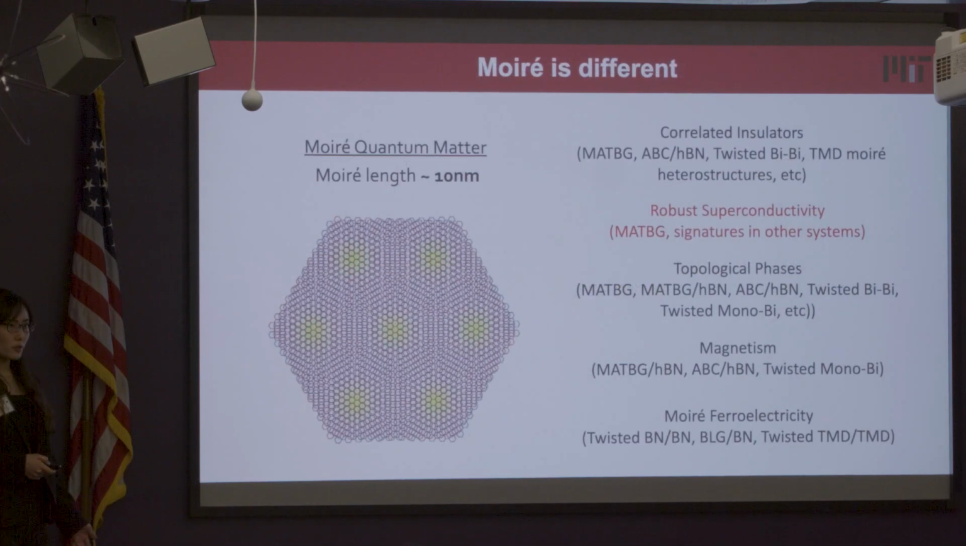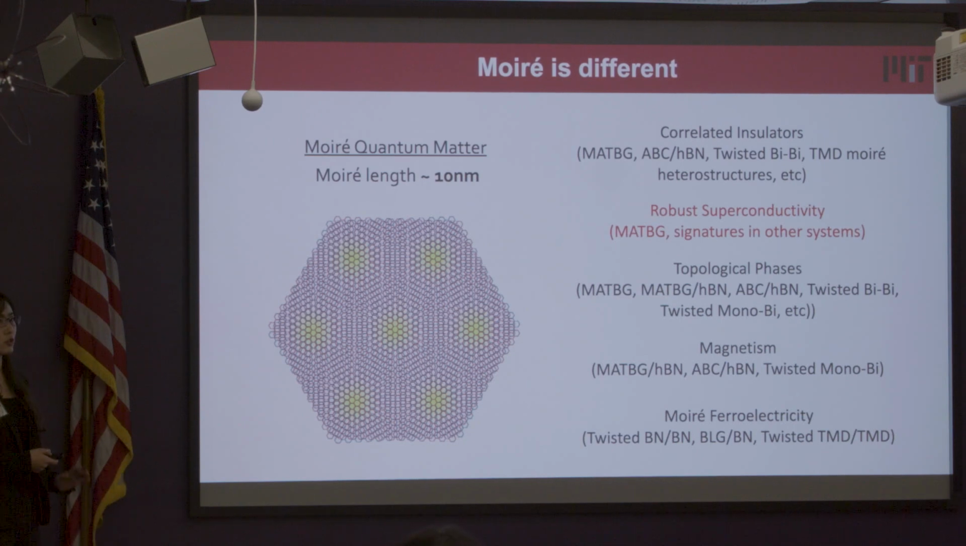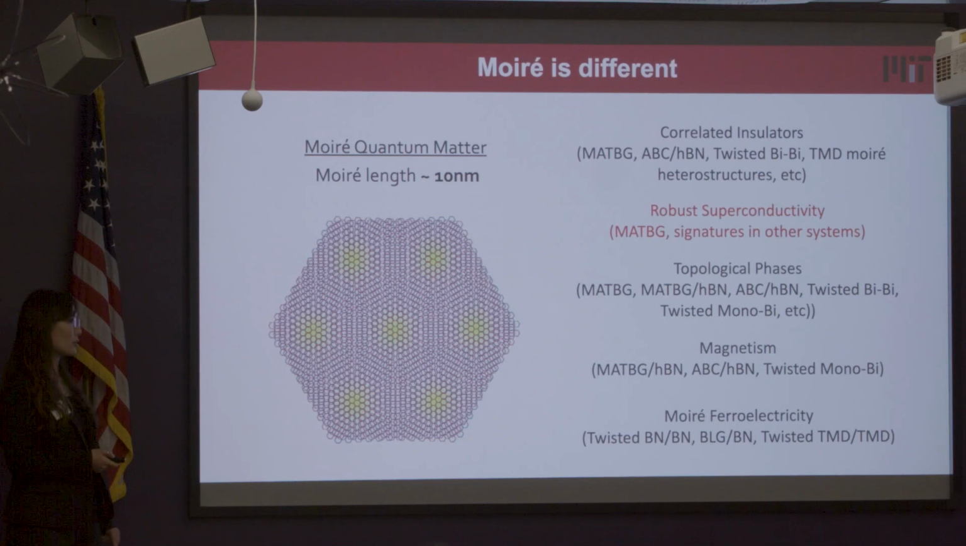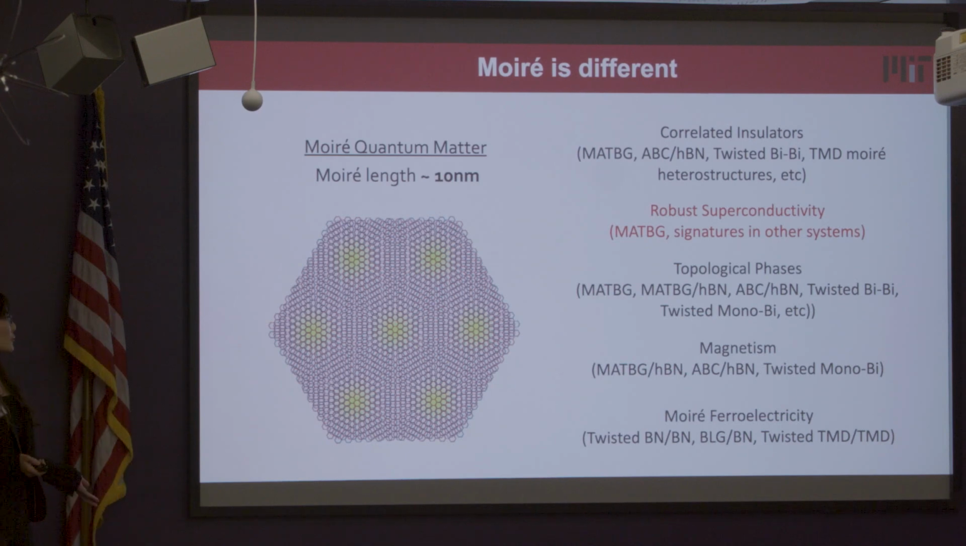So since the discovery of magic angle twisted bilayer graphene 6 years ago, people have found other kinds of correlated, topological, magnetic, and even ferroelectric phases using this Moiré structure engineering. But one very interesting thing is that, at least for the first several years, robust and reproducible superconductivity was found only in magic angle twisted bilayer graphene, even though some of these other systems also have very flat bands. That leads us to the question of what really drives this robust superconductivity in magic angle twisted bilayer graphene.